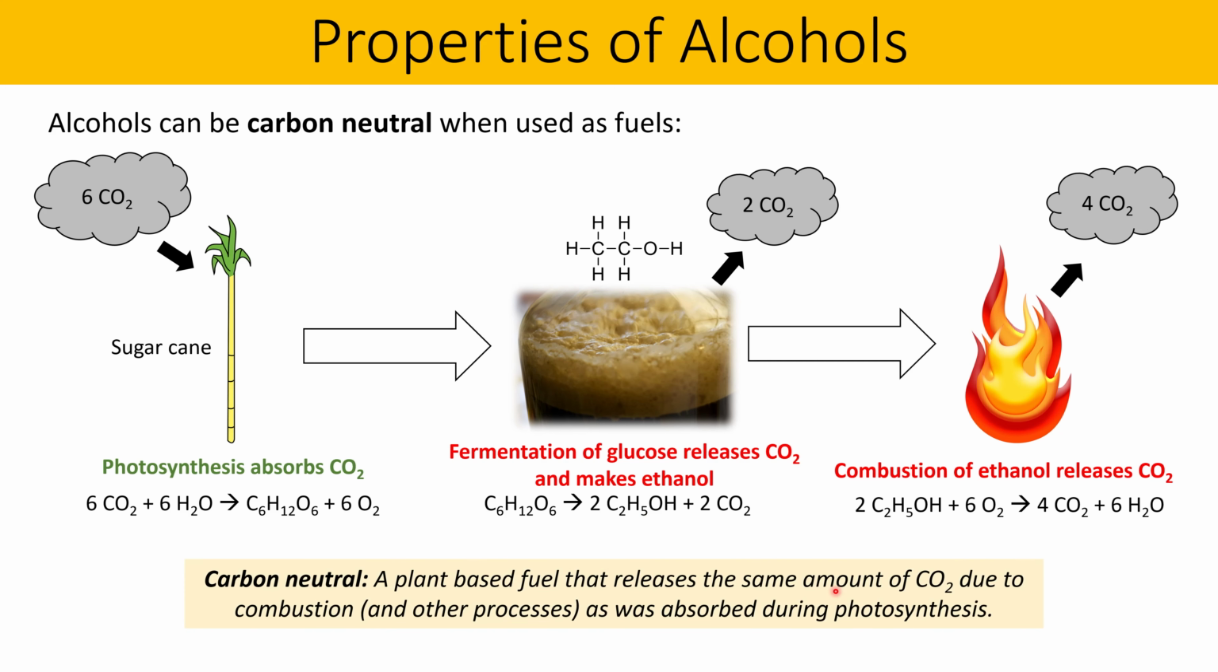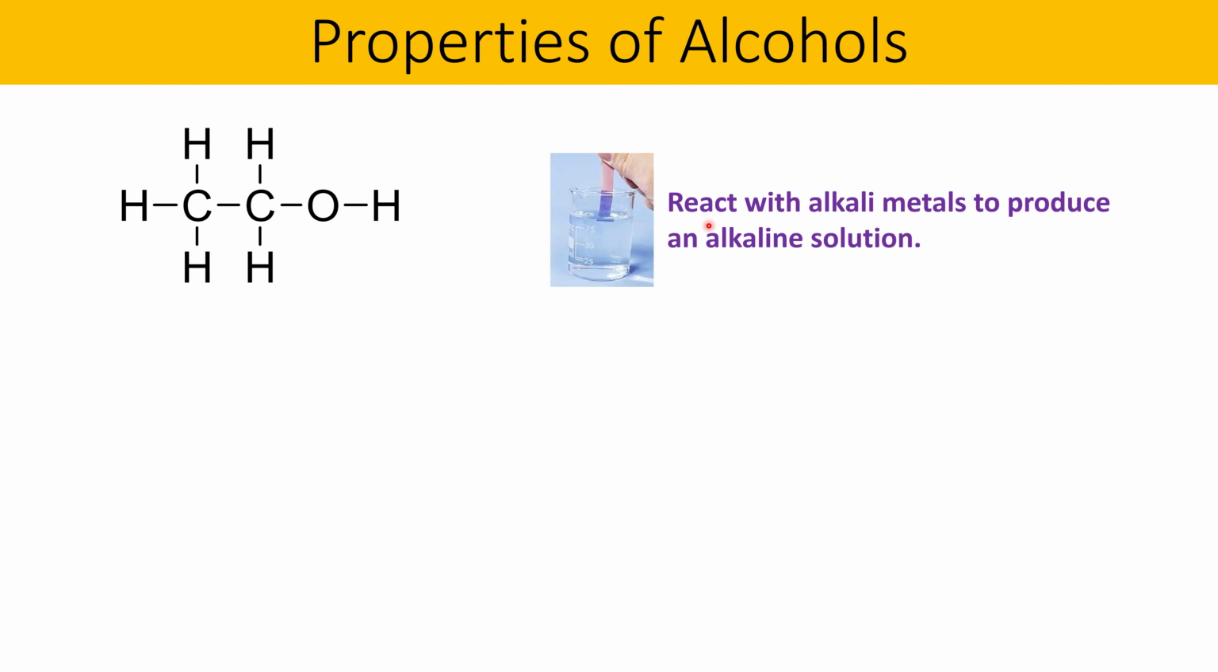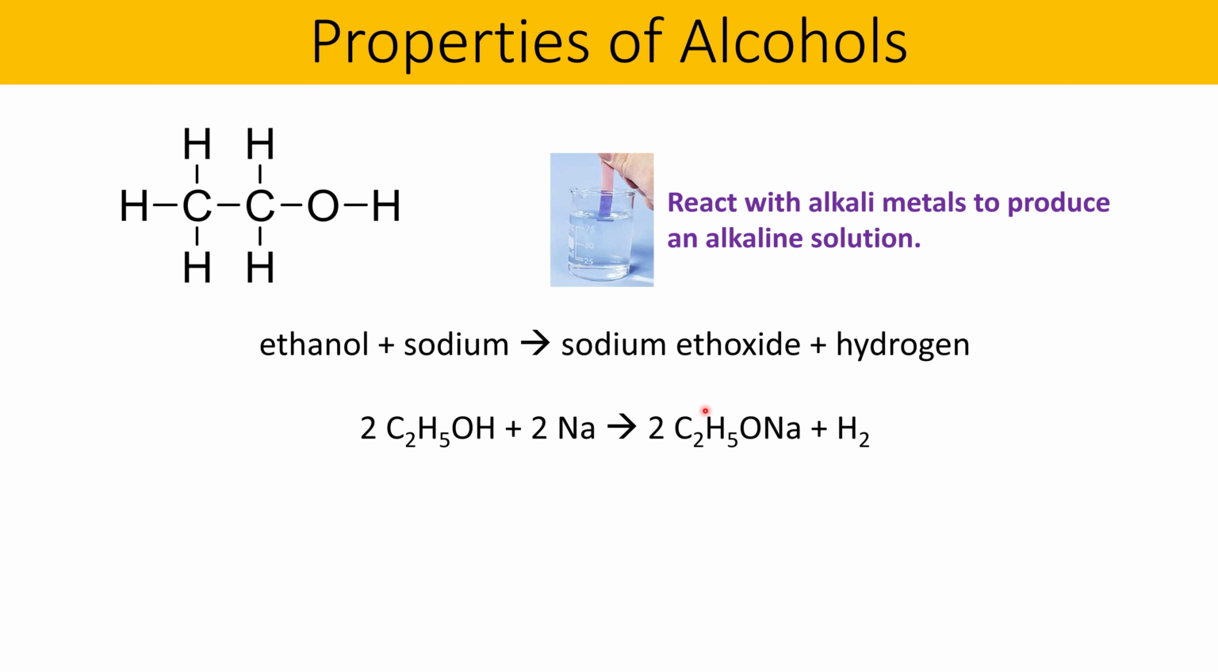Let's have a look at another property of alcohols. Alcohols readily react with alkali metals to produce an alkaline solution. Take ethanol reacting with the alkali metal sodium. It will make a compound called sodium ethoxide, which is an alkaline solution. It will also produce hydrogen gas, because normally when alkali metals react with water or other substances, they can produce hydrogen gas. We could write a symbol equation for this.